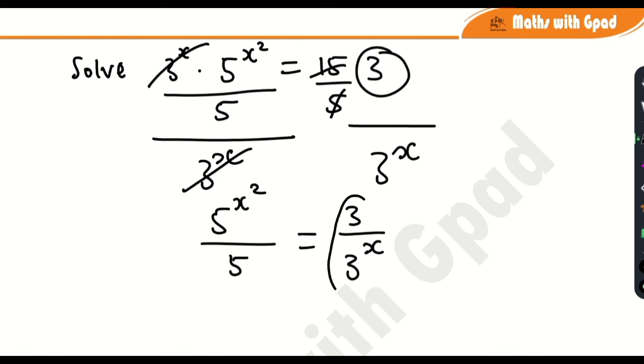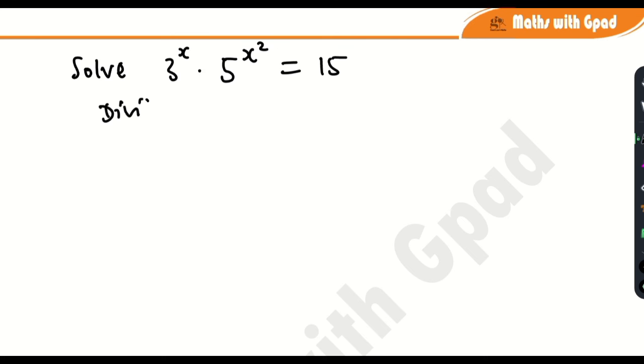Can you see we have a common base here and we have a common base here as well. So that's exactly what I'm going to do. I just gave you an idea of why I would start by dividing both sides by 5 and then by 3 raised to the power of x. So let's do it again. So divide both sides by 5. Of course, you know why I'm doing that already.